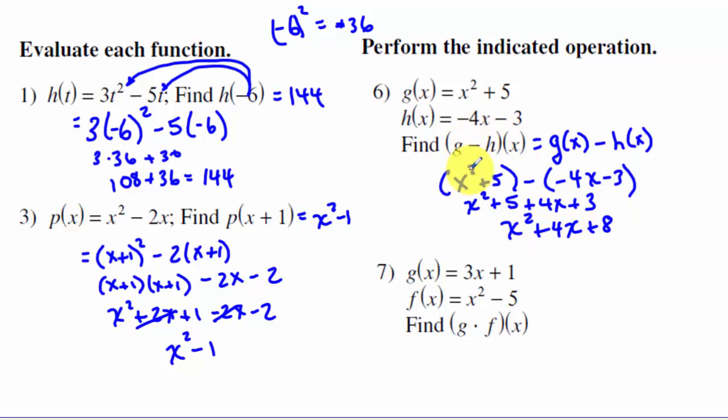So that's this subtraction. Here again, g times f means we're going to take the function g of x and multiply it times the function f of x.